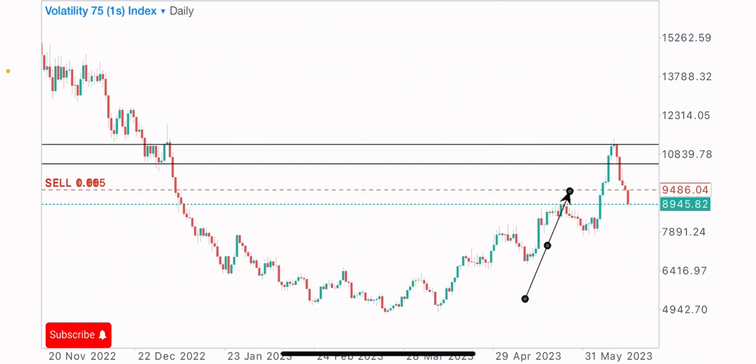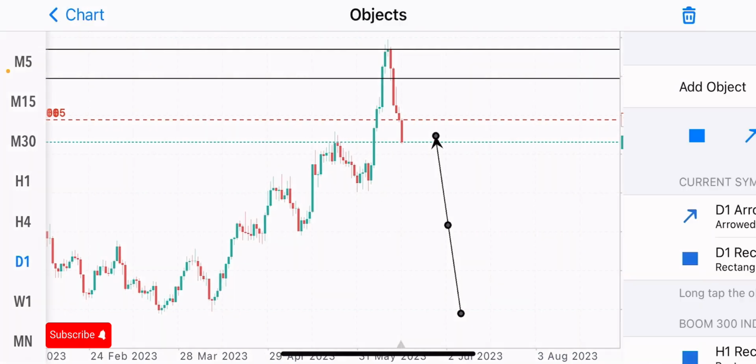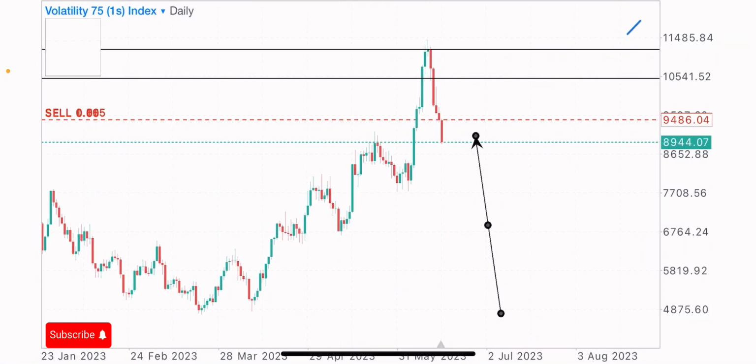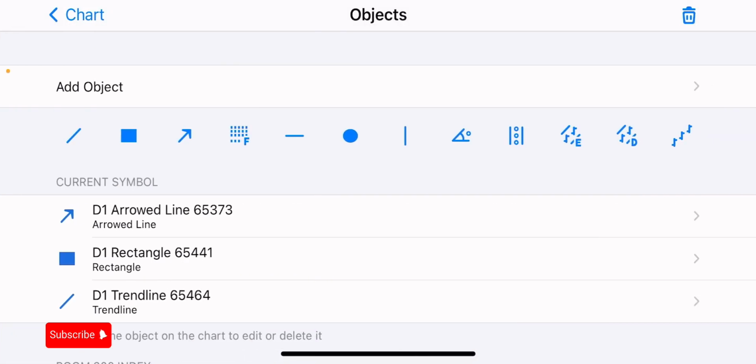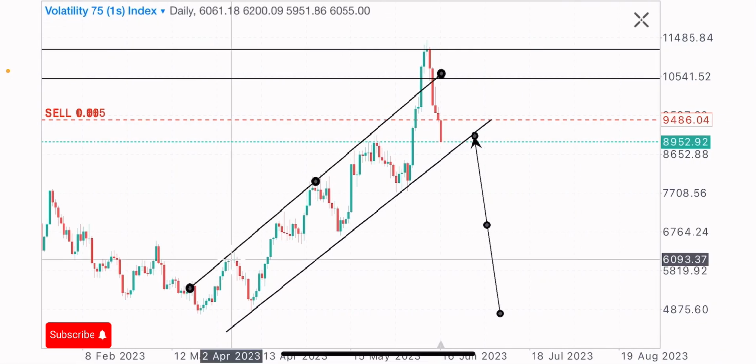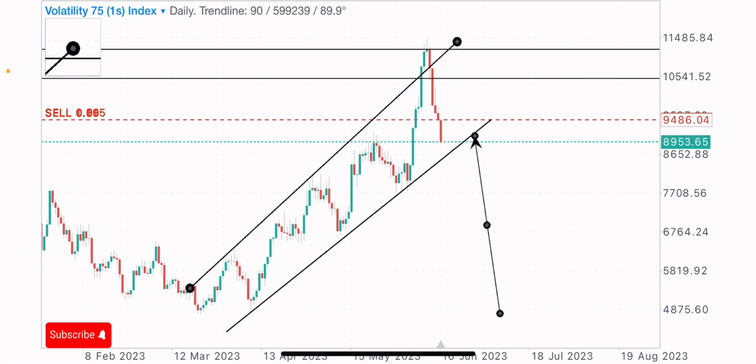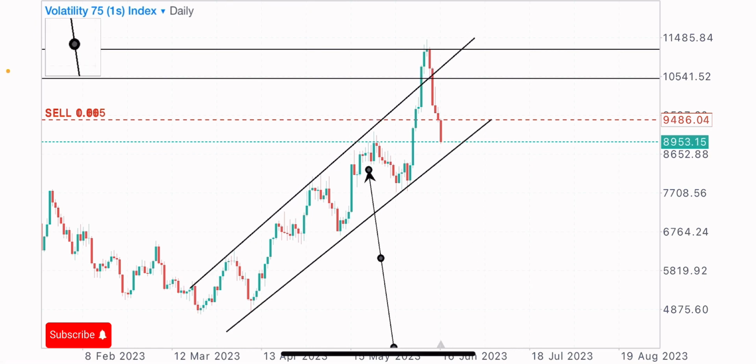I also had in mind that the market has been moving in an uptrend. I identified this as a trend line as well. The market has been in an uptrend for a very long time now, for some days and weeks, for about 2 months now. So we got the market moving in this uptrend, which I identified.